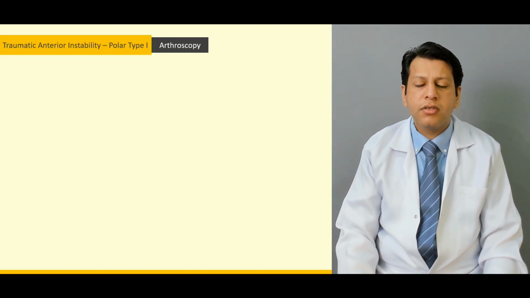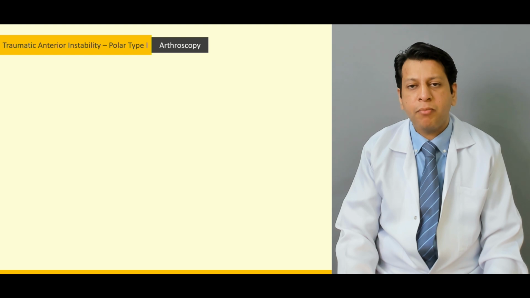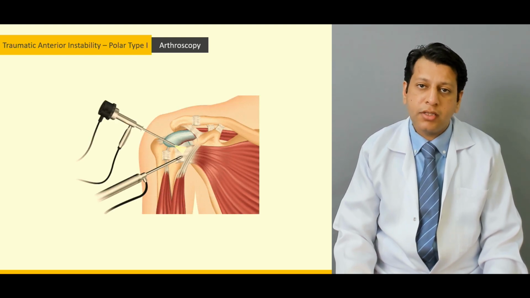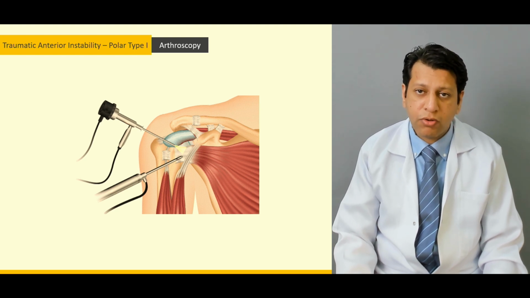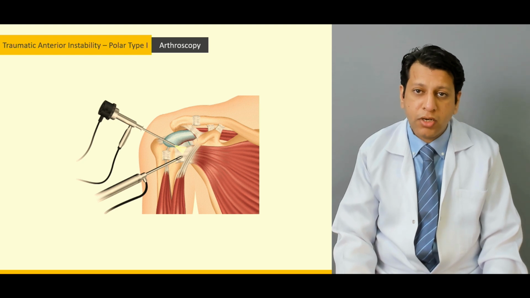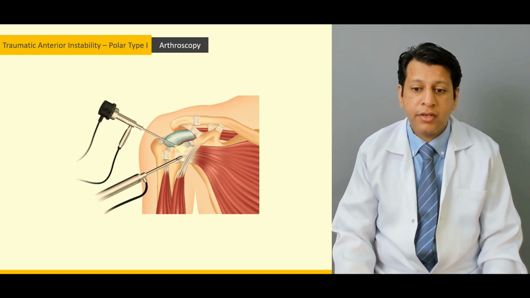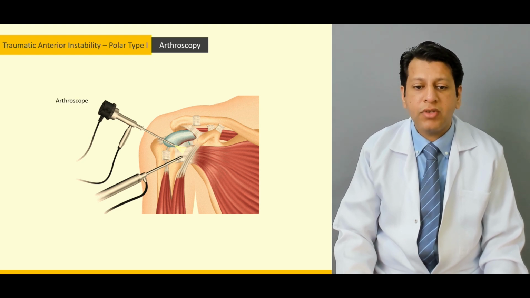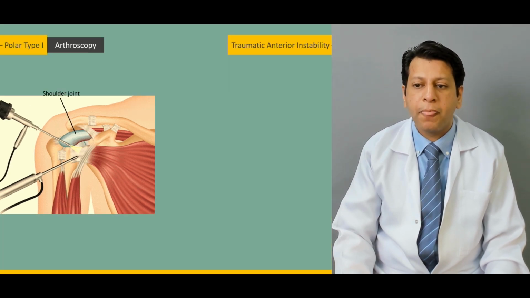Now, what is the way of doing it? Arthroscopy is a kind of double-edged sword: you can go for diagnostic arthroscopy to confirm your diagnosis, and once you have confirmed it, you can treat it there and then. Most commonly nowadays, this polar type 1 injury, in which it's a traumatic structural problem, is usually treated with arthroscopic repair, done with the help of shoulder arthroscopy.